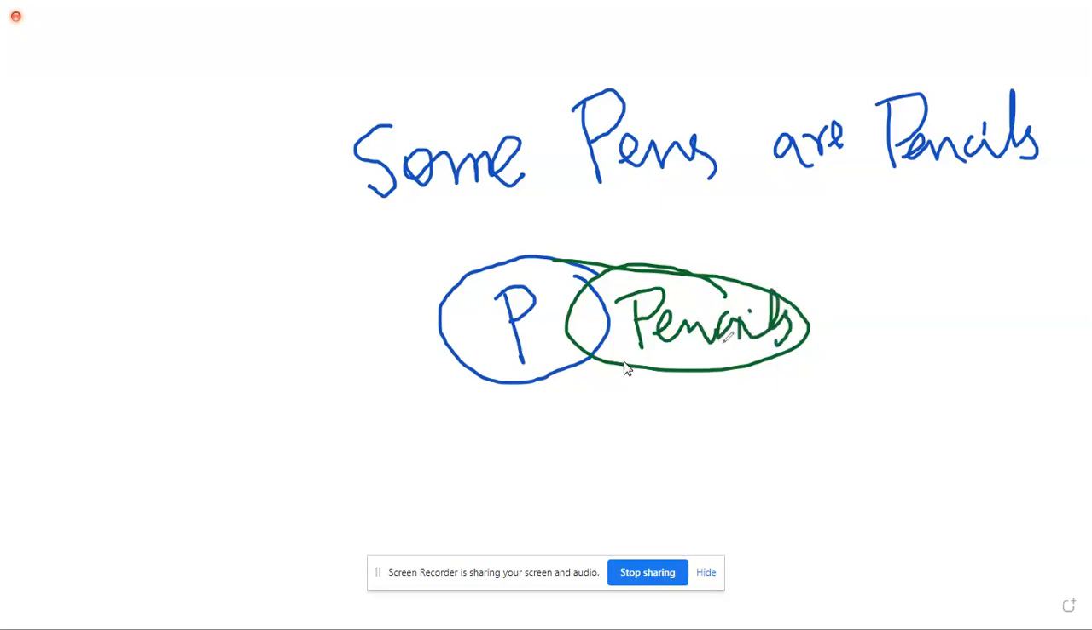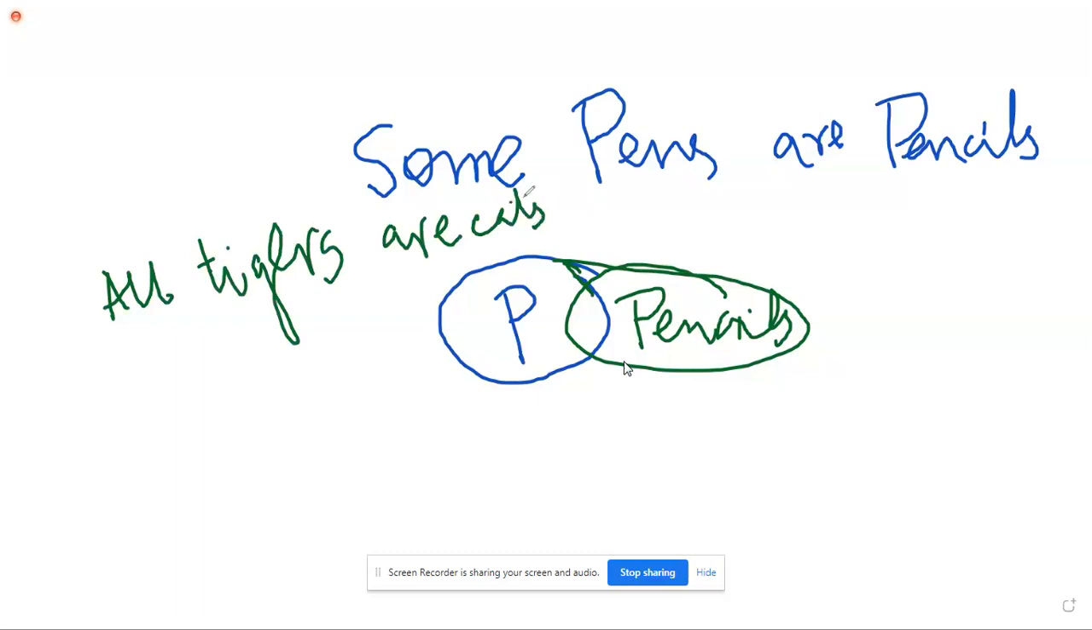What can you see here? That there is a bit of overlapping portion. Why do we have overlapping? Because some pens are pencils, which means some pens are not pencils. Vice versa, if some pens are pencils, then some pencils are also pens, and some pencils are not pens. Okay. Now the next sentence is: all tigers are cats. All cats are dogs.